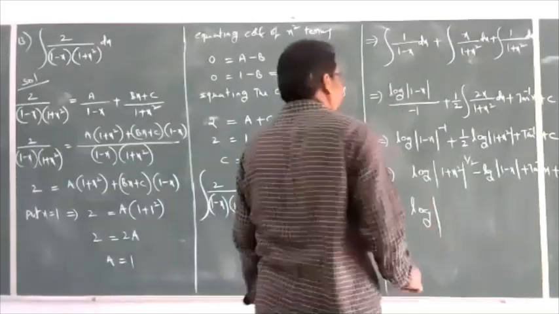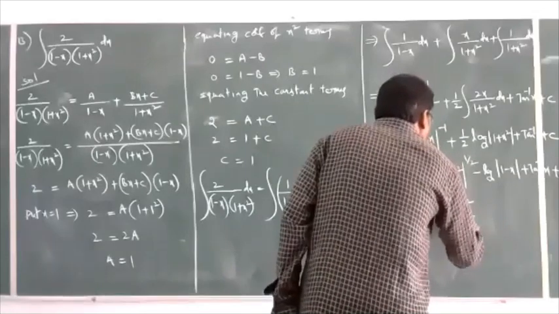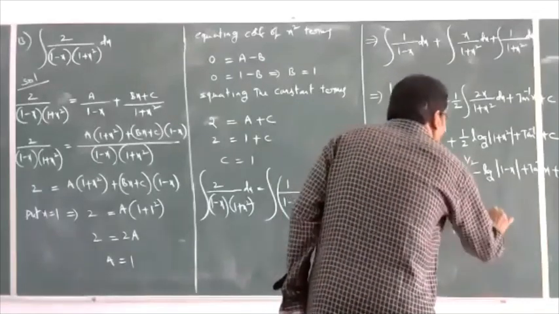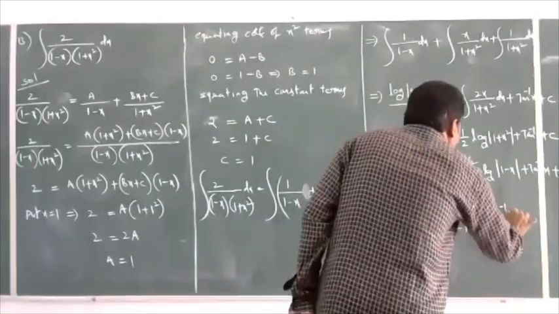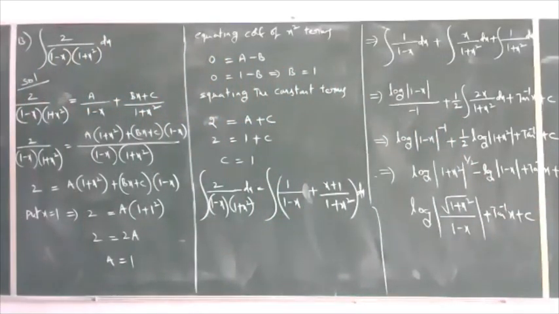Log mod of root of (1 plus x square) by (1 minus x) plus tan inverse x plus C. That's completing the 13th problem.